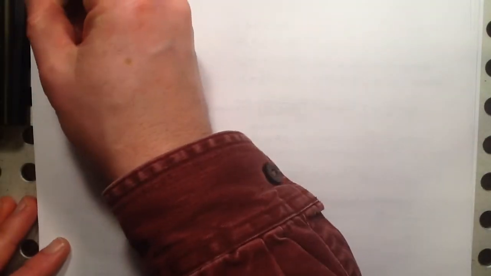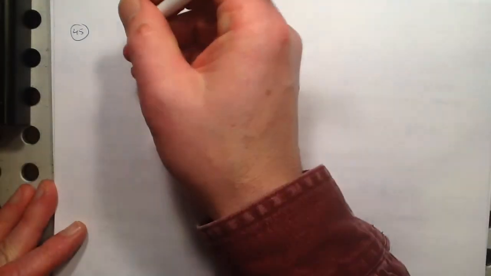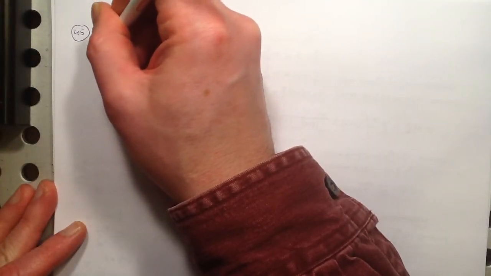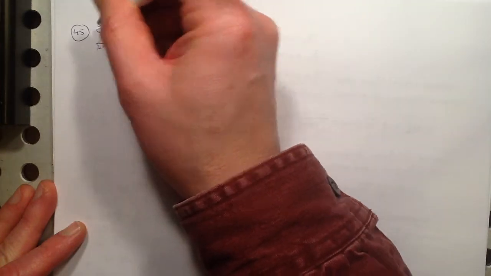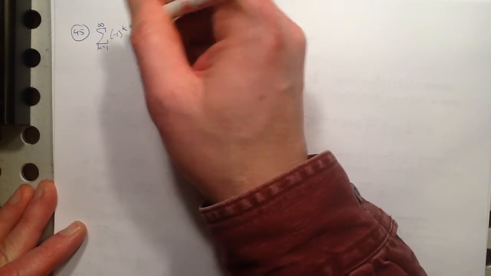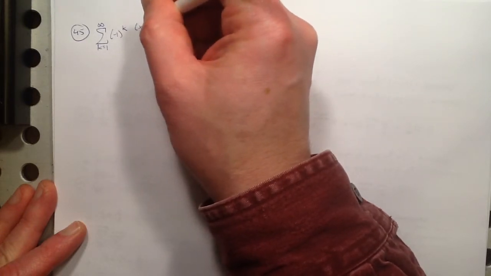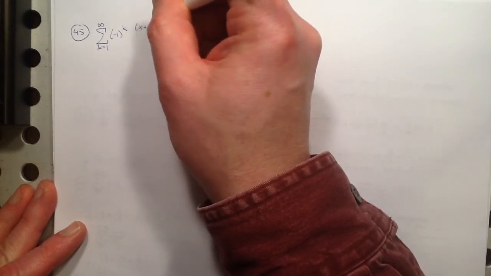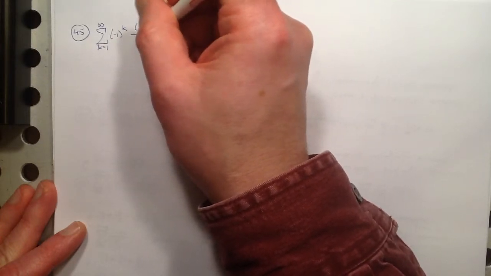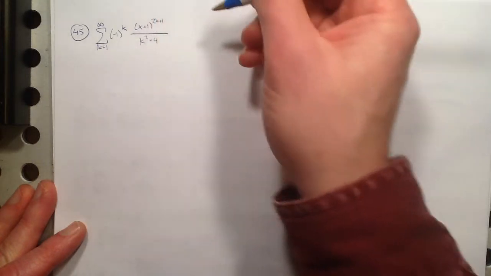Two more. Number 45. I have the sum from k equals 1 to infinity. Negative 1 to the k is alternating. It's x plus 1 to the 2k plus 1 over k squared plus 4.